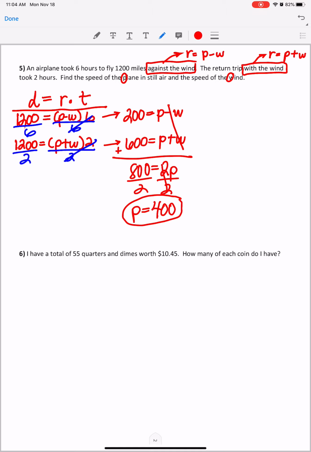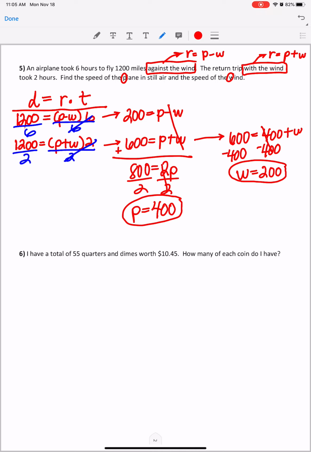So now plug it in to get your W. I'm going to plug it into this one here. So I have 600 equals 400 plus W. Subtract your 400 over, and we get W to equal 200.